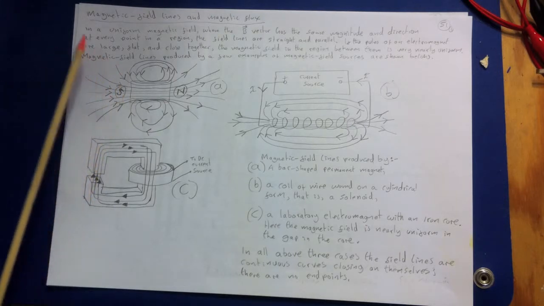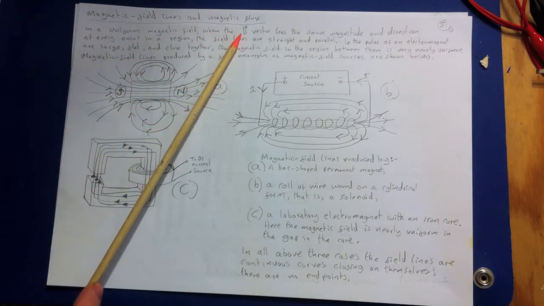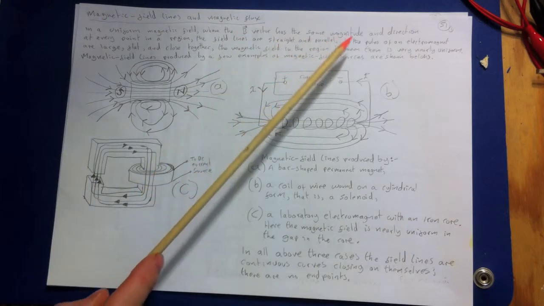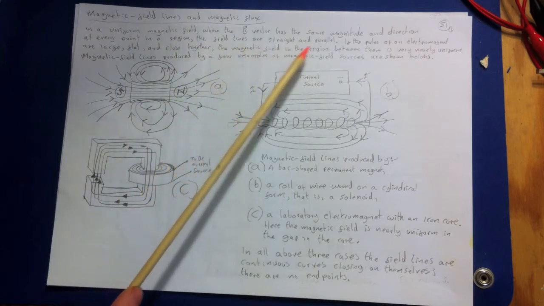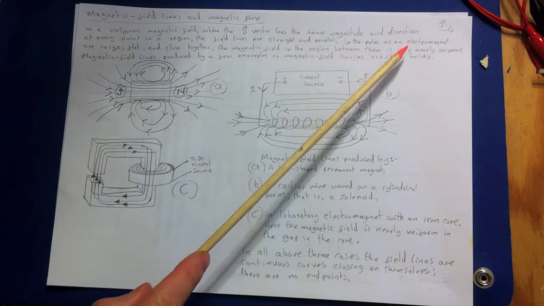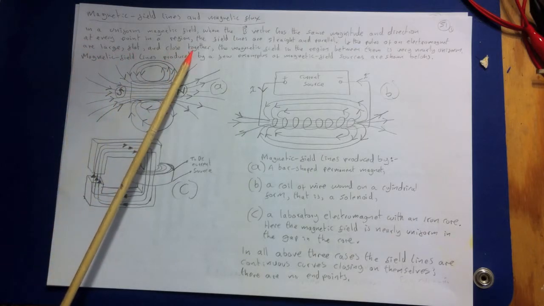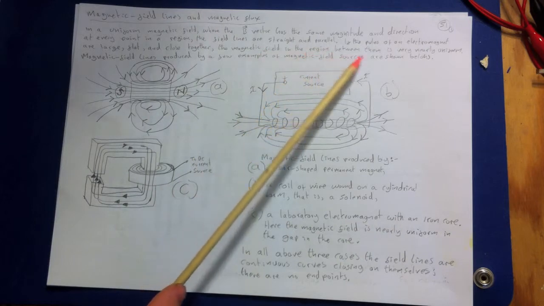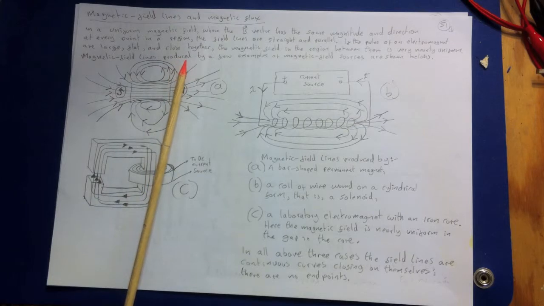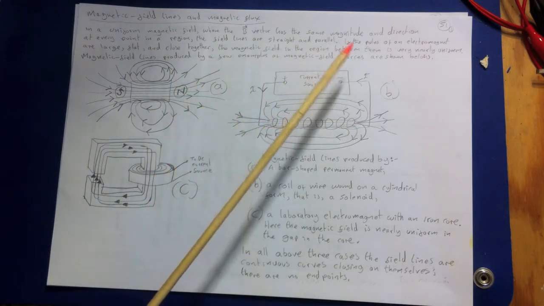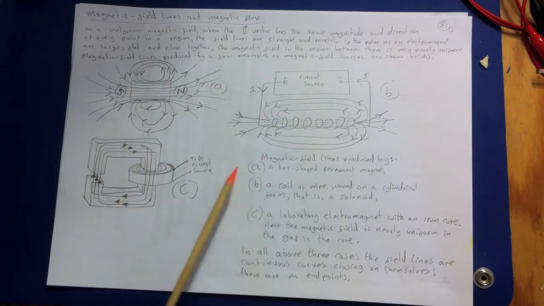So I'm just going to read this. In a uniform magnetic field, where the magnetic field B vector has the same magnitude and direction at every point in a region, the field lines are straight and parallel. If the poles of an electromagnet are large, flat and close together, the magnetic field in the region between them is very nearly uniform. Magnetic field lines produced by a few examples of magnetic field sources are shown below. So this is A, B and C.